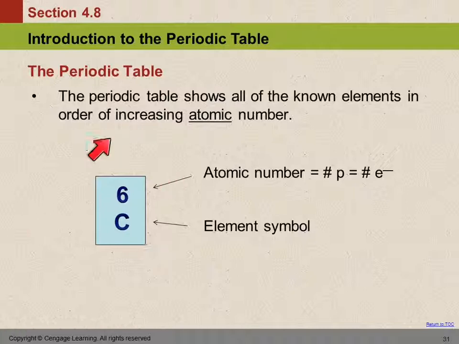So when we look at one of the boxes, here's the box for carbon, we have the element symbol, and then above the symbol somewhere is a whole number. For carbon it is 6. That tells us the number of protons for that element. The number of protons is always equal to the number of electrons because all atoms are electrically neutral. The protons have a +1 charge, the electrons have a -1 charge, so we have to have equal numbers.